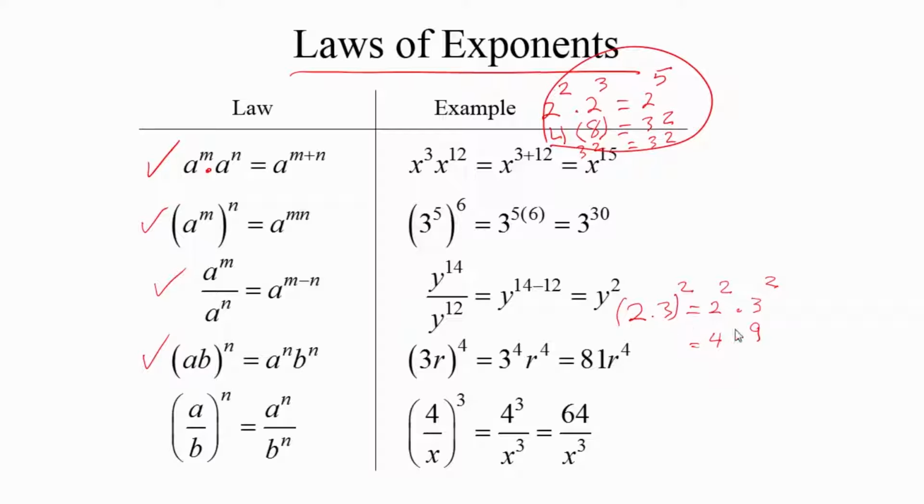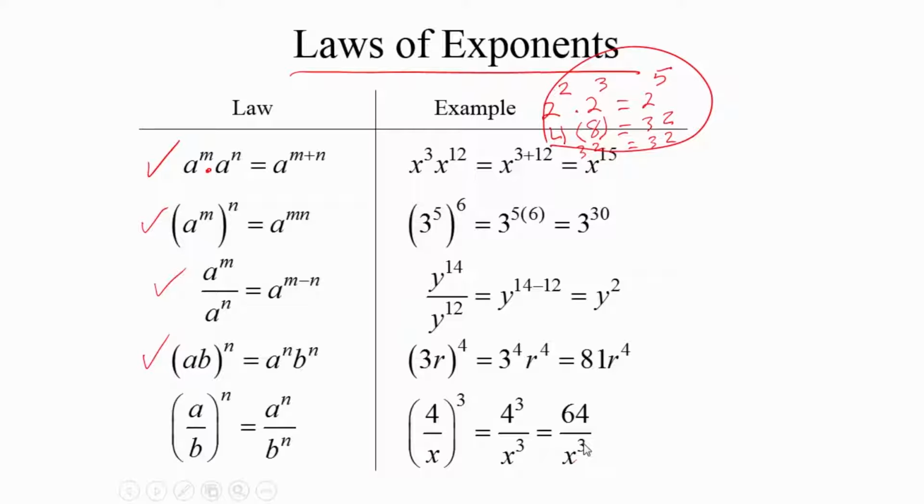So you can have that for multiplication. So for division and multiplication, you can separate them from a parenthesis. So it would be a to the n divided by b to the n. 4 divided by h to the 3rd power would be 4 to the 3rd power divided by h to the 3rd power. So 64 divided by h to the 3rd power, right?